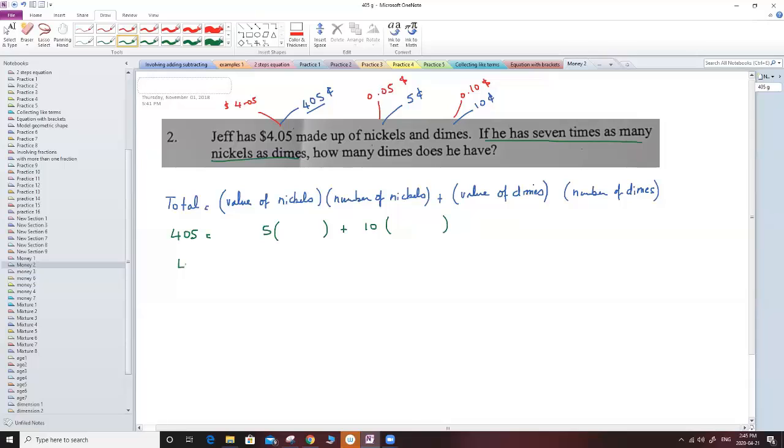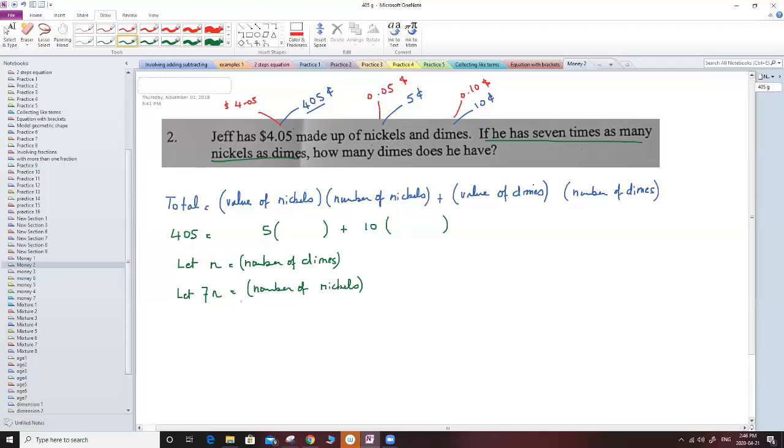So I'm going to say let n equal the number of dimes. So if the number of dimes is n, what about the number of nickels? I cannot use n or y or v or another variable because we have only one equation. We need to use only one variable. Therefore, I have to find it from this relation, when it's saying he has 7 times as many nickels as dimes, that means 7n is going to be the number of nickels.